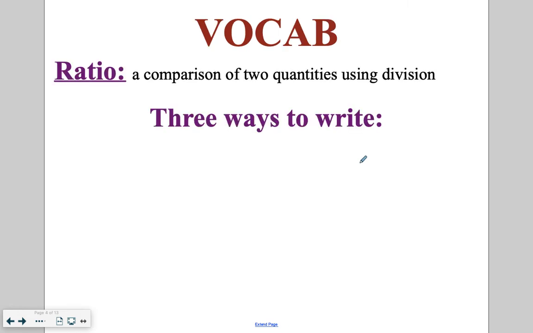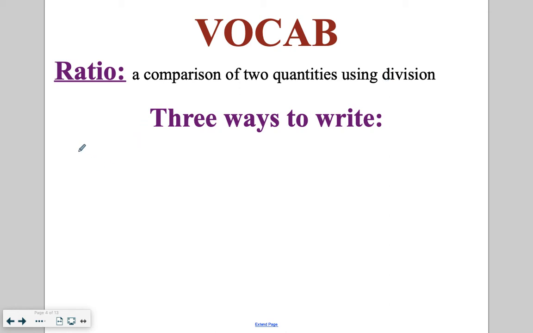In order to study ratios, it's helpful for us to know what a ratio is. A ratio is a comparison of two quantities using division. So what that means is we are comparing two different numbers by means of division.